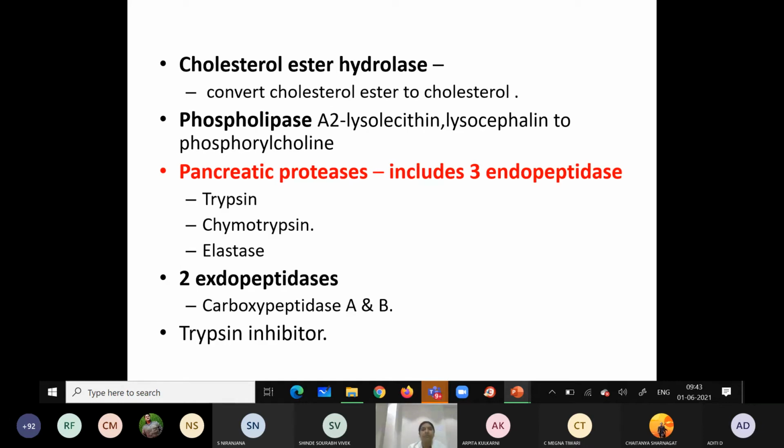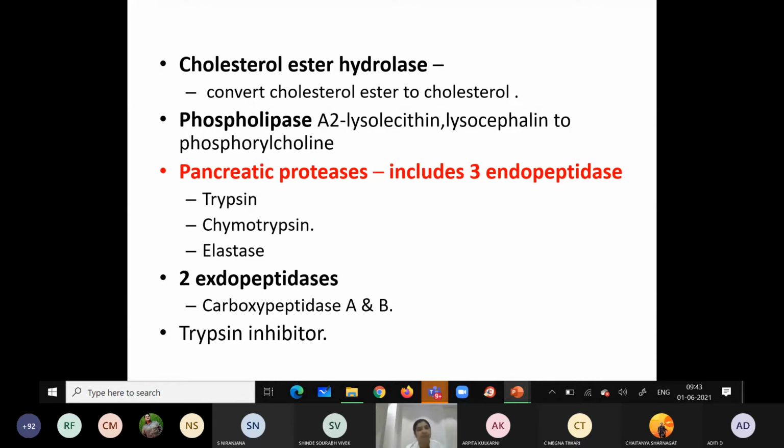Then coming to pancreatic proteases, these protein enzymes of the pancreas are divided into endopeptidases and exopeptidases. The three endopeptidases are trypsin, chymotrypsin and elastase, whereas the two exopeptidases are carboxypeptidase A and B. So remember there are totally five important ones, and then we have the sixth one. The last one is trypsin inhibitor, another very important enzyme which inhibits trypsin function, because trypsin, I told you, is a potent proteolytic enzyme.